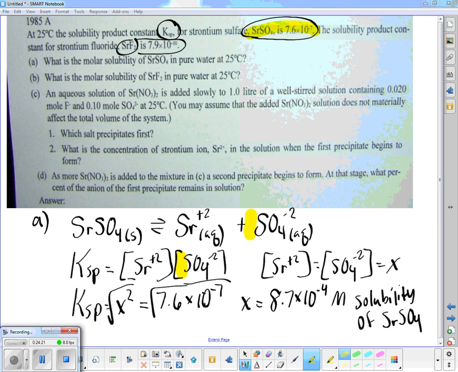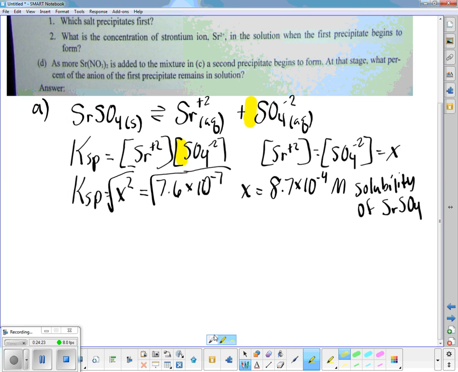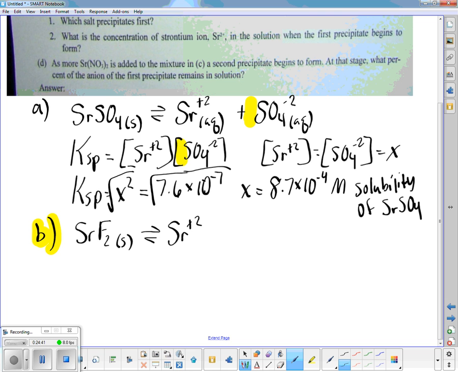Okay, let's see what we did. On this next one, I'm on the wrong pen here. Try this kind of pen, B. So we have strontium fluoride, and it's a solid. It's going to break up into Sr2+ (aq) plus 2 F- (aq). Now they usually give you 1 point just for writing that out right.